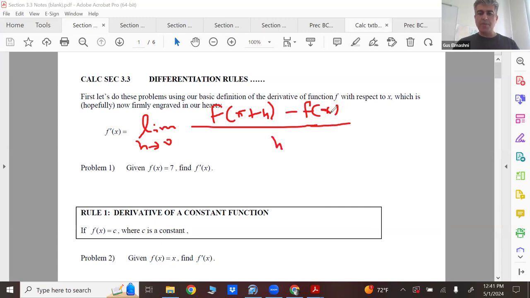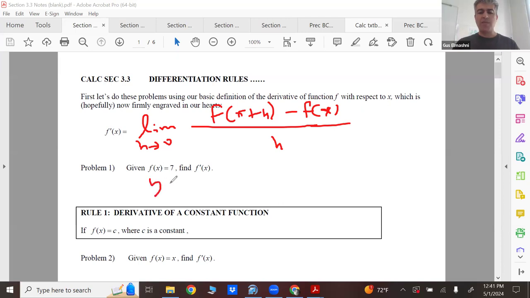And, by doing this by brute force, like if you have a really crazy function, you've got to plug in x plus h and take the difference and go through all that algebra. It's not terribly efficient. I would not recommend that. So let's start thinking about this graphically, numerically, and then we'll come up with some shortcut rules afterwards.